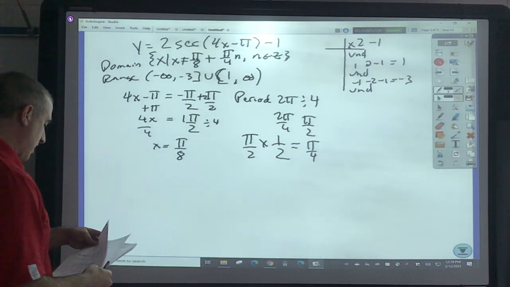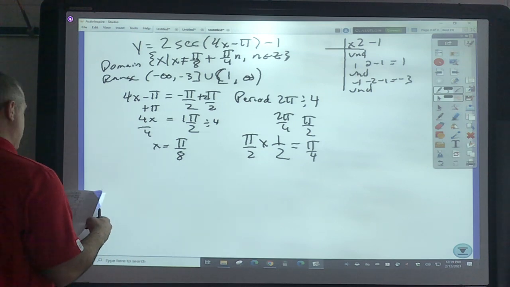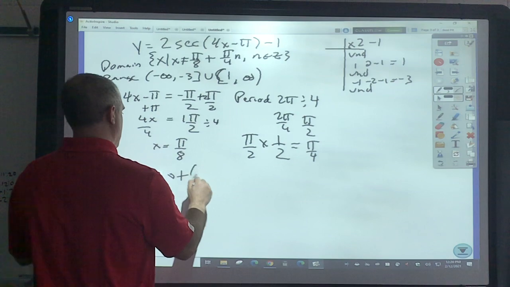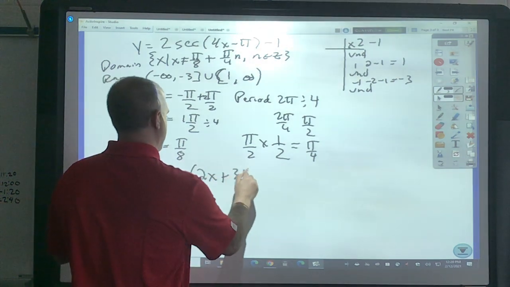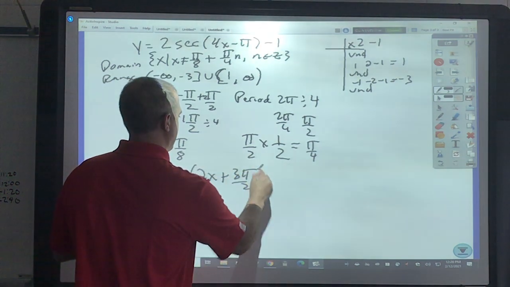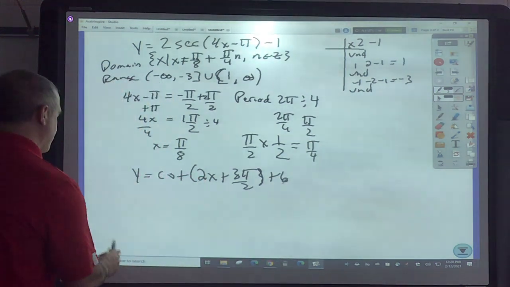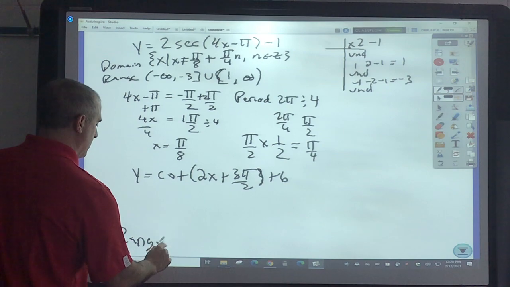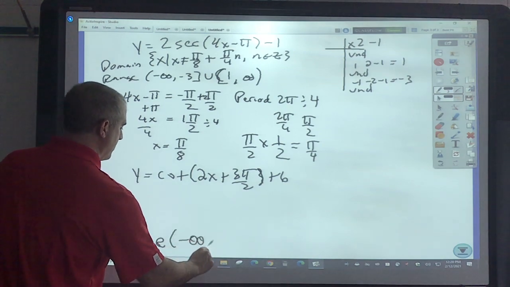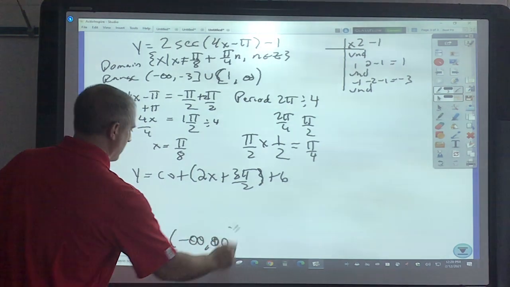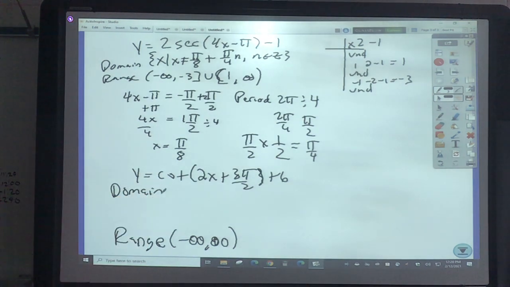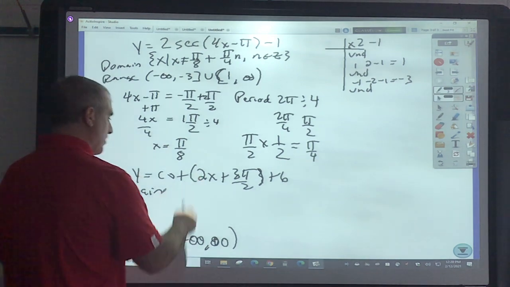Let's go ahead and do a cotangent example. Let's say I got y equals cotangent of 2x plus 3 pi over 2, plus 6. Now, what's convenient with cotangent is I automatically know that my range is negative infinity to infinity. My domain is the only one that takes work, so I don't even need the table of values really for the range.